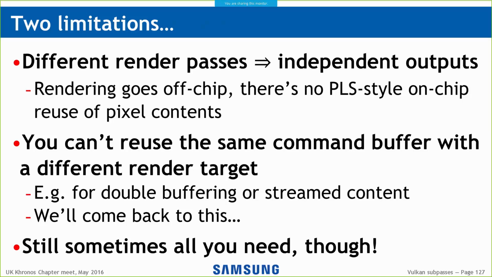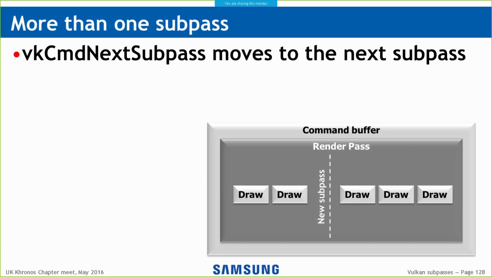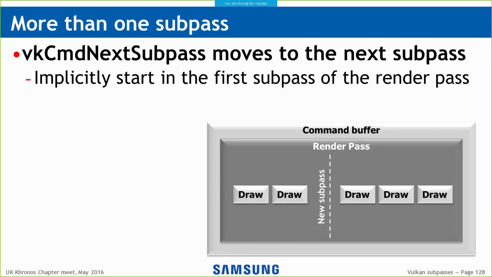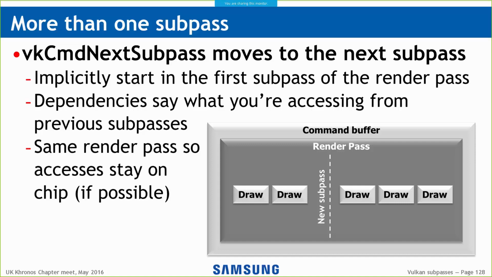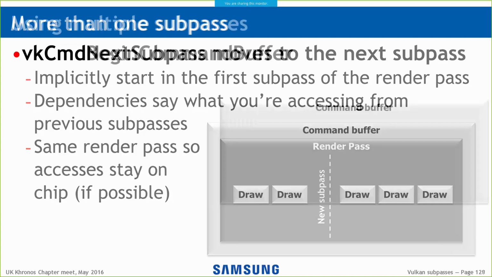So, what if you wanted to have more than one subpass? You start in one subpass automatically, so a render pass always has a subpass. And the way you go to the next one is just to call vkCmdNextSubpass, which puts that on the command queue. And with the dependencies that you set up beforehand, you can say what the connections between those subpasses are. Because you're still within the same render pass when you're trying to do this, hopefully all of the memory accesses for the connections stay on chip. And it'll fall back gracefully if it can't, we hope.